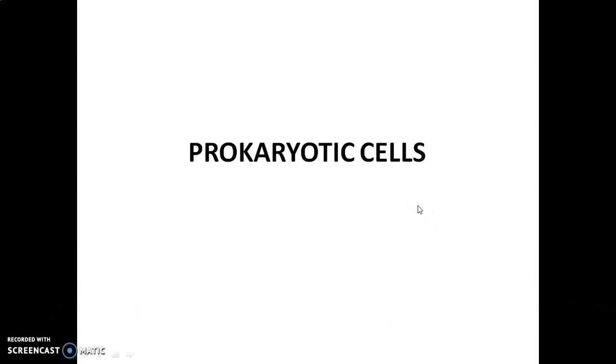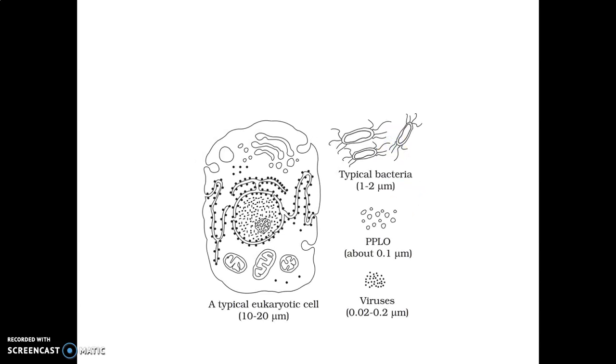We are discussing the lesson Cell, the Unit of Life. Today let's discuss in detail about the prokaryotic cell. Children, we know that prokaryotes are represented by bacteria, blue-green algae, mycoplasma and PPLO. PPLO, the expanded form, is pleuropneumonia-like organisms.